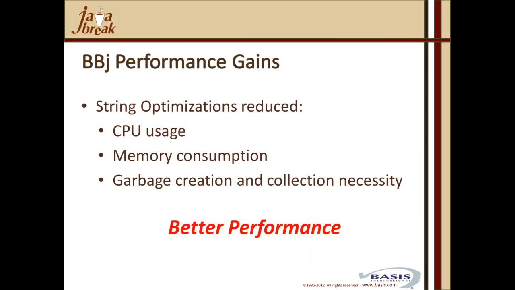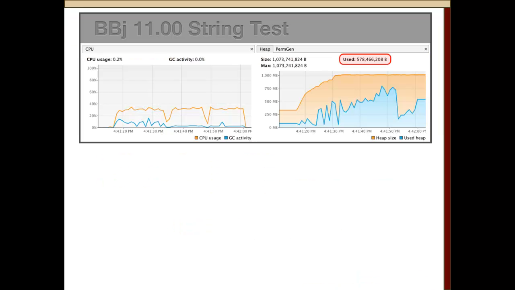So string optimizations not only improve performance, but also reduce CPU usage, and we reduce memory consumption. Garbage creation is reduced, and therefore the need for regular collection is reduced, leading to better performance.